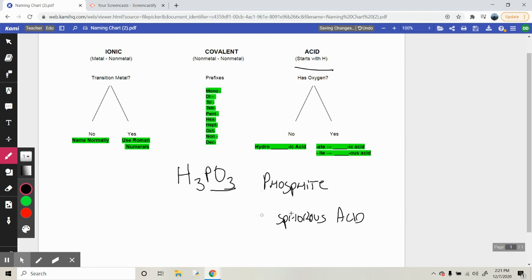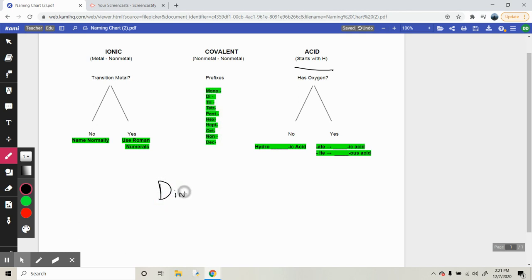Let's go ahead. Let's go backwards. We were going from formula to name. Let's go from name to formula. Let's go with dinitrogen pentafluoride.